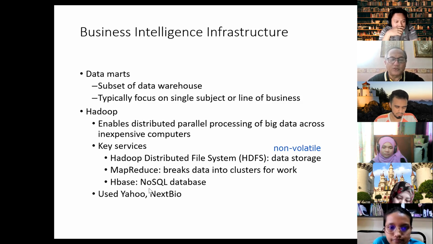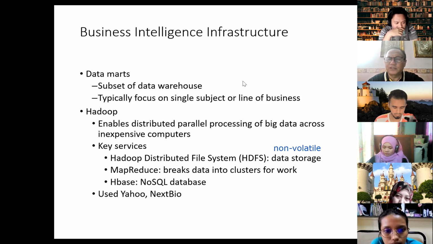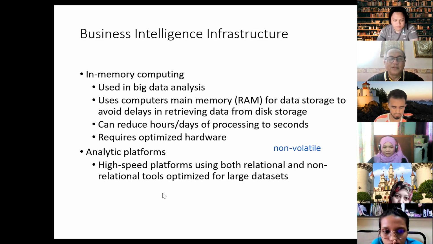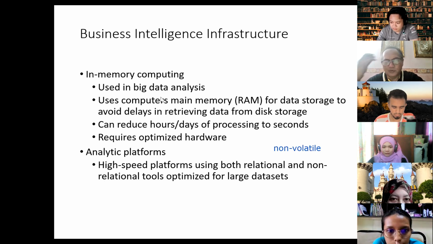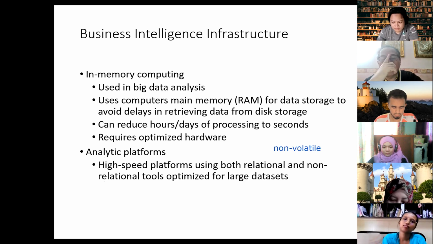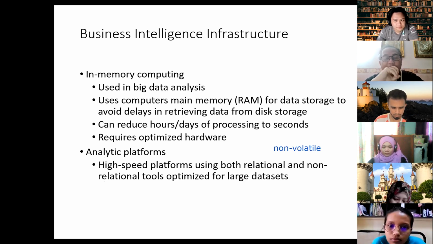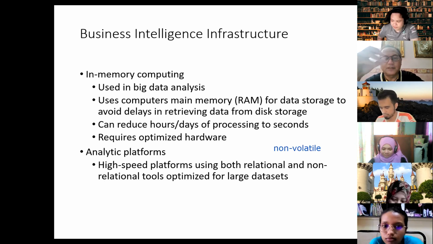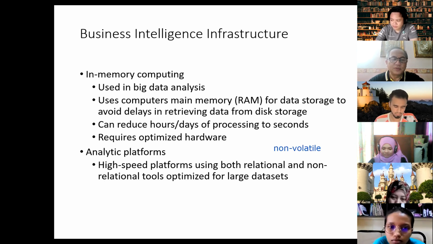Besides that, you also have Hadoop. Hadoop is meant for big data, targeting unstructured data. You can do distributed parallel processing to handle the unstructured data. The key services are HDFS, MapReduce, and HBase. We also have in-memory computing for big data analysis, where we run processing in RAM, meaning they don't fetch data from secondary storage but run it in the RAM, so the time is reduced.